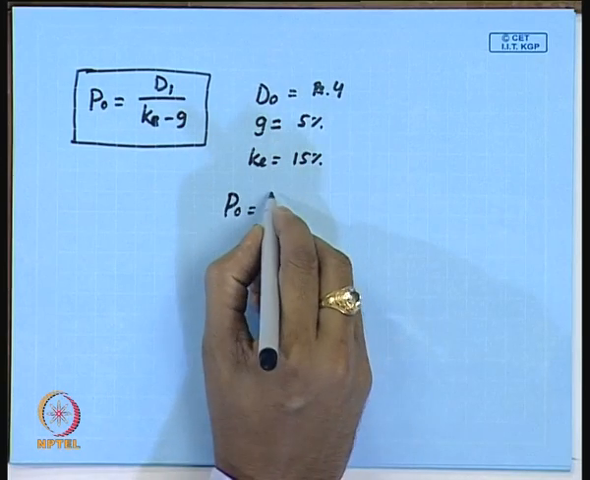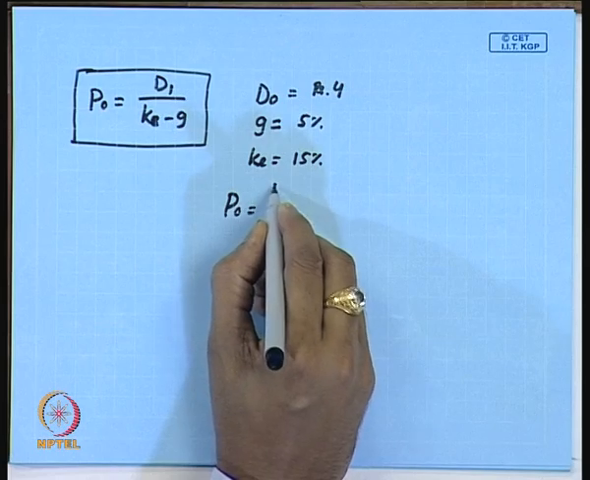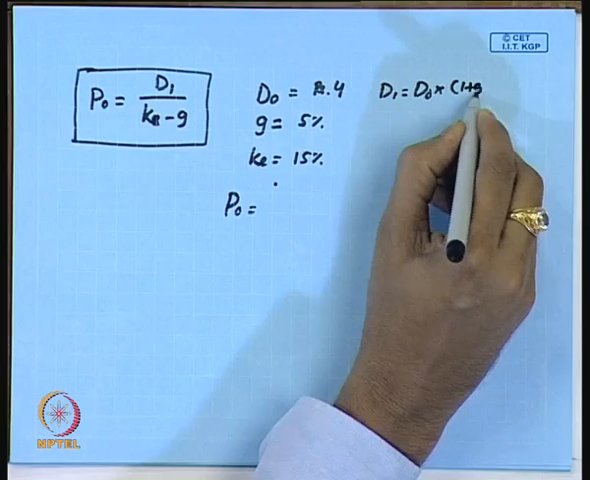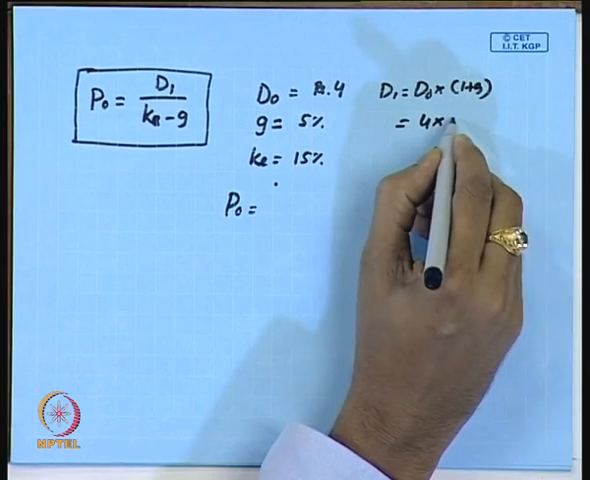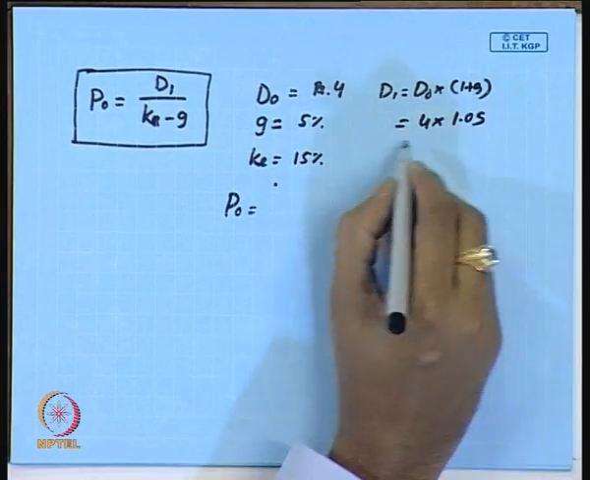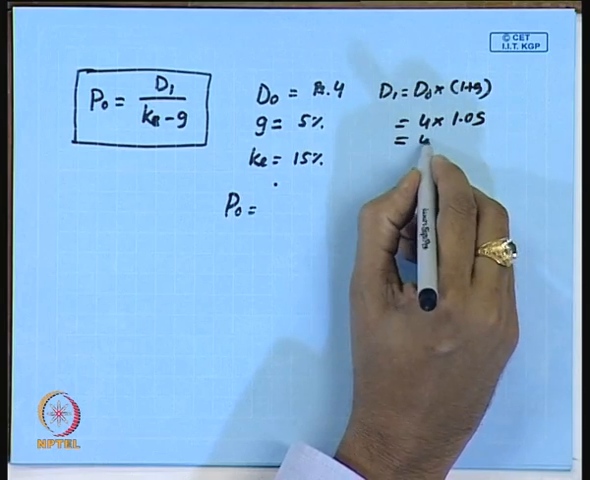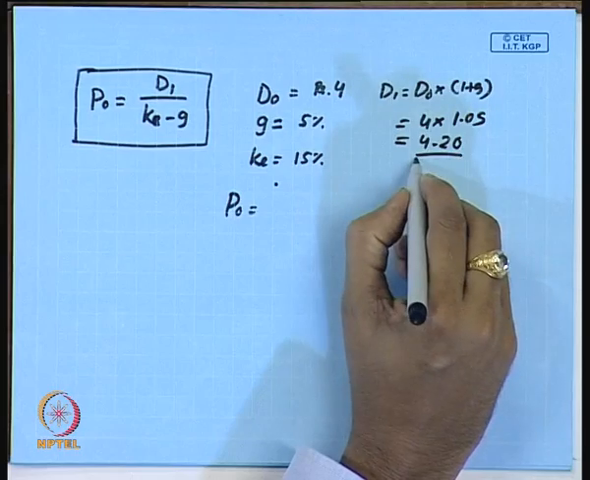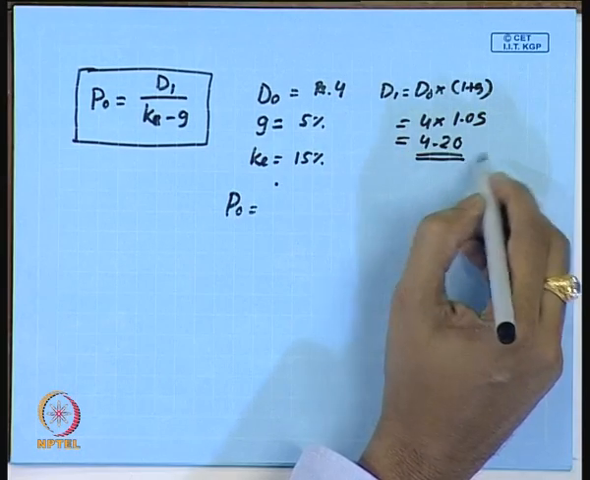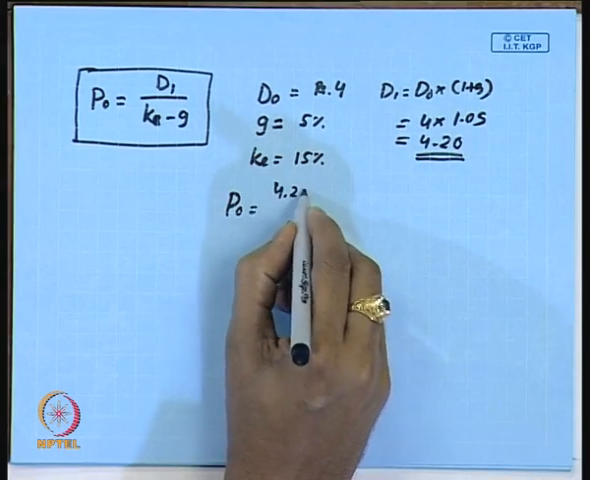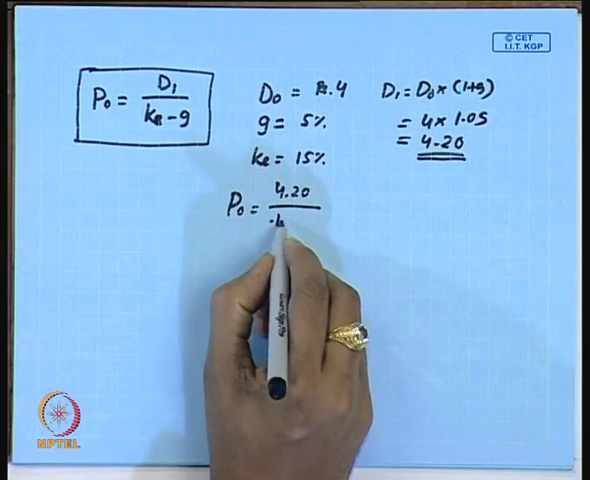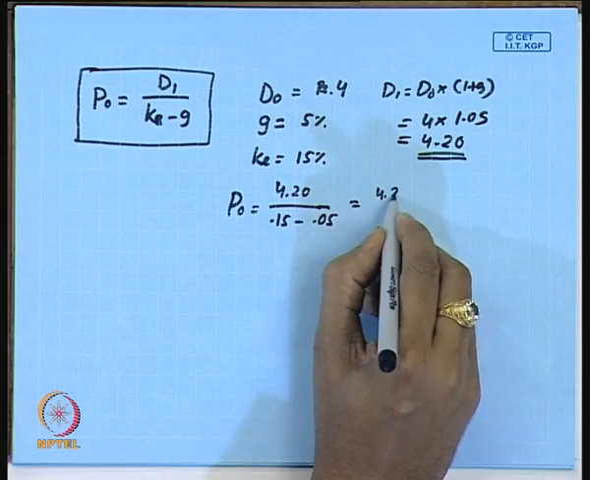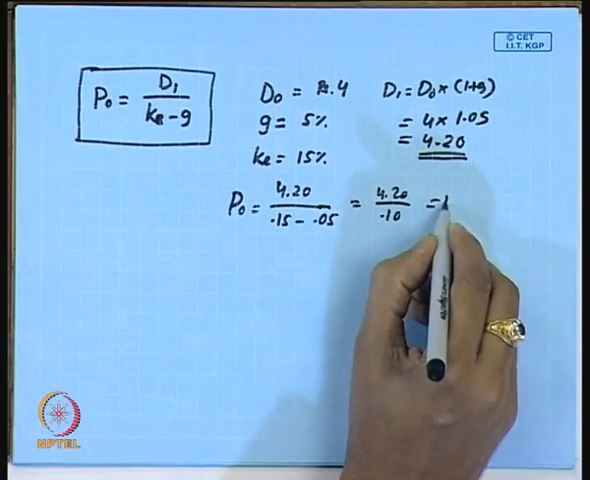So, dividend 1 is nothing but dividend 0 into 1 plus g. That comes to 4 rupees into 1.05, that is 5% growth, so that comes to 4.20. This 4.20 is going to be the expected dividend in the next year. So, D1 divided by Ke minus g is 4.20 divided by 0.15 minus 0.05, that is 4.20 by 0.1, which gives rupees 42.